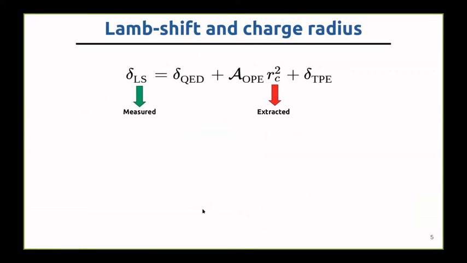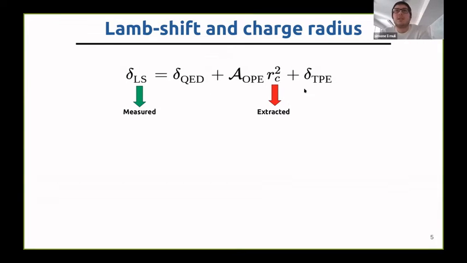But in order to introduce where my part of the job is, let me tell you how they make such an extraction. So what they do is to measure an atomic transition, let's say the Lamb shift. The Lamb shift is one of the possible transitions, but many others are also possible. So they measure the Lamb shift, the left-hand side of this equation, and then they use the fact that all the terms on the right-hand side of the equation can be obtained by theory. And one of them in particular is proportional to the charge radius. So they can invert the equation and make the extraction of the charge radius.